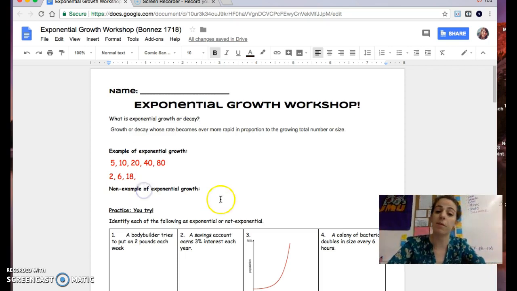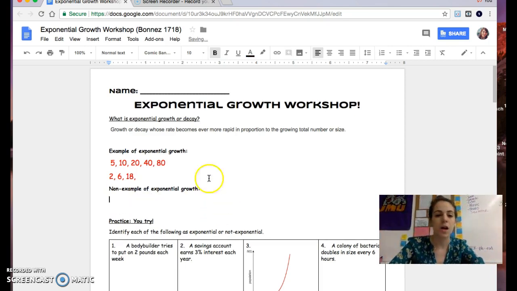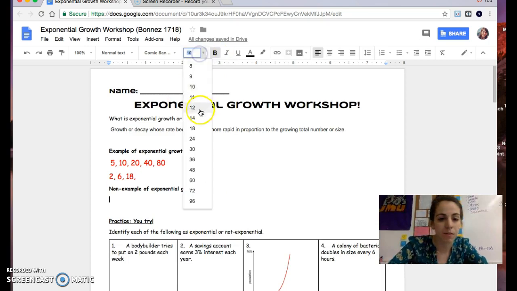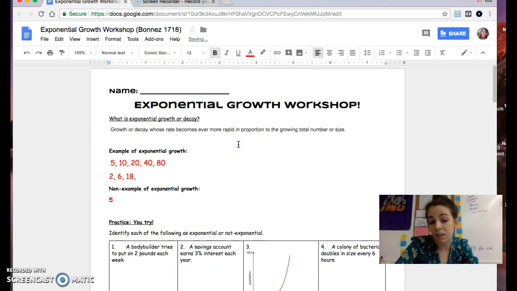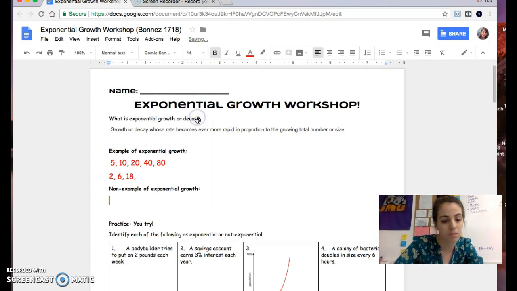And let me give you an example of something that's not exponential. In fact, I'm going to give you an example of something that is linear. So if you have, let's say, $5 to begin with in the bank, and you end up getting $2 every week, so that would be 5, then 7, and then you get $9, $11, $13, and so on.